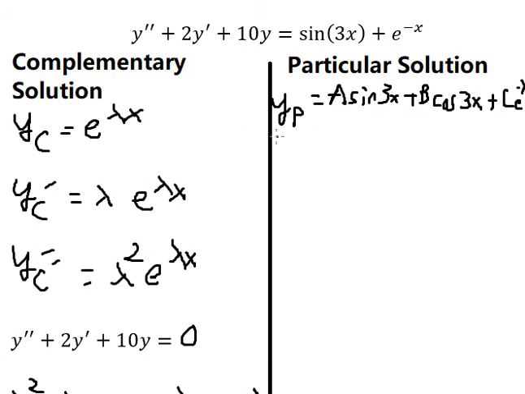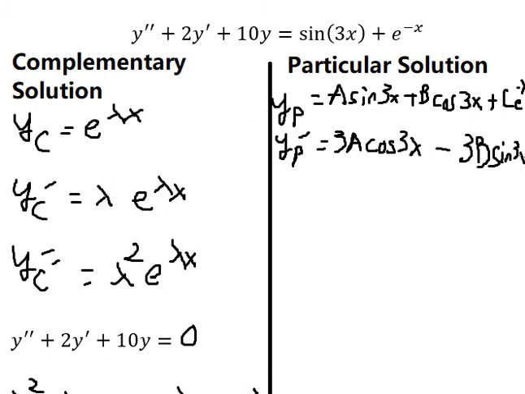Now, if I do the first derivative of this one, we have the first derivative of a sine 3x, we have 3a cosine 3x. First derivative of this one, we have negative 3b sine 3x. And the first derivative of e to the power of negative x, we can put into negative c e to the power of negative x. Now we do the second derivative.